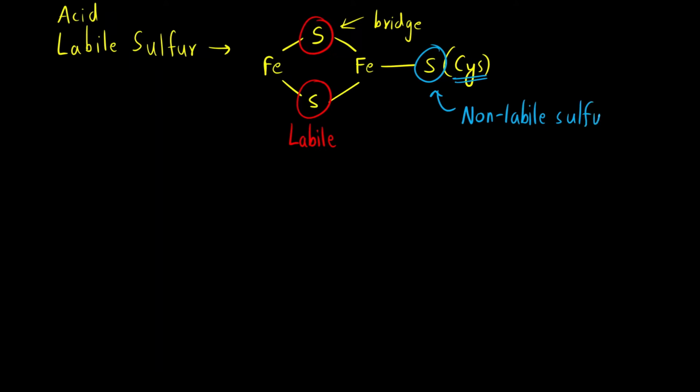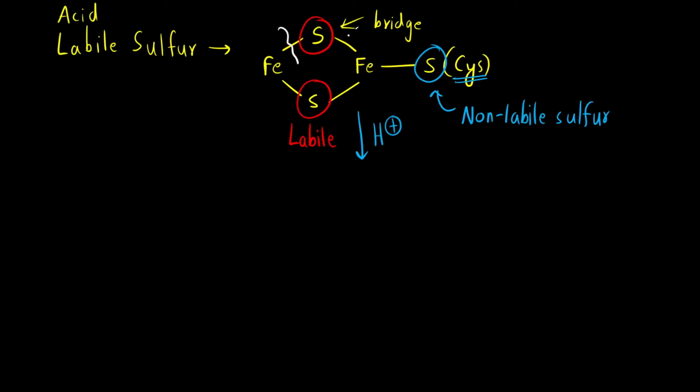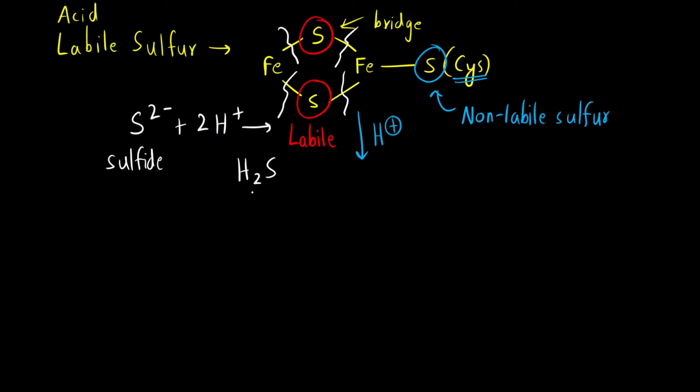Non-labile sulfur. So when you add acid to these clusters, the iron sulfur bond will break, and what is released is sulfide ion. S2 minus is the sulfide ion. This sulfide ion will then react with 2H plus ions, and what will be released is H2S. So for one labile sulfur, one H2S is released. One hydrogen sulfide gas is released.